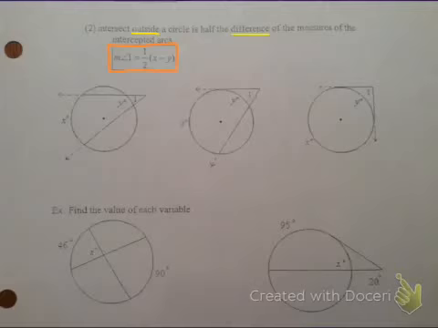Let's look at three different possibilities of how this might happen. In this first circle, we've got two secant lines, or secant rays, that intersect outside of our circle. Notice the intersection point out here. So instead of adding the two arcs and dividing by 2, we're going to subtract the smaller from the larger and divide by 2.